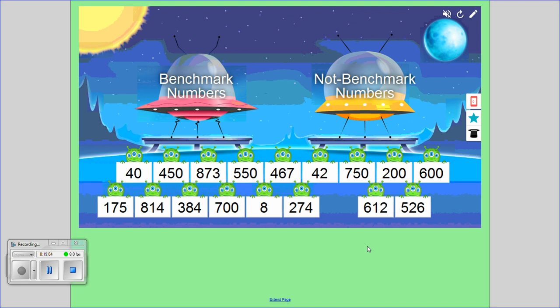Awesome, Lindley. What is not a benchmark number? Maybe not a friendly number to work with. Jackson? 814. Yeah, I don't know when I would be skip counting with 814. That's kind of not making my brain happy. Or not a benchmark number. Do you understand how this works? Awesome.